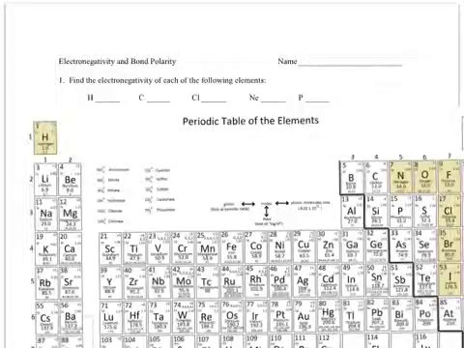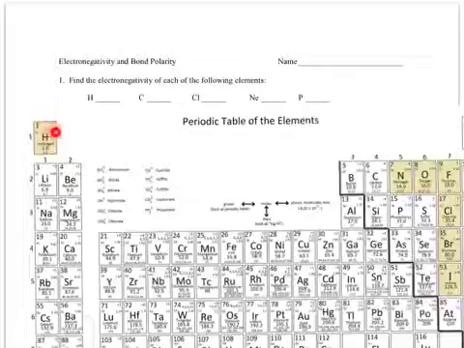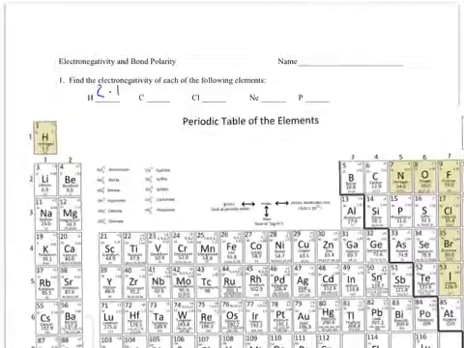Okay, so let's find the electronegativity of the following. We're going to find hydrogen. Alright, so what we do is we look, and right here, this number here is the electronegativity. So I see that it is 2.1. Now I look at carbon. It looks like it's 2.55.